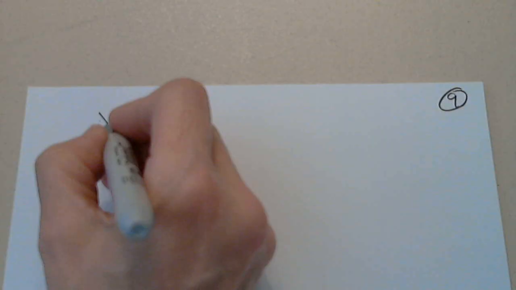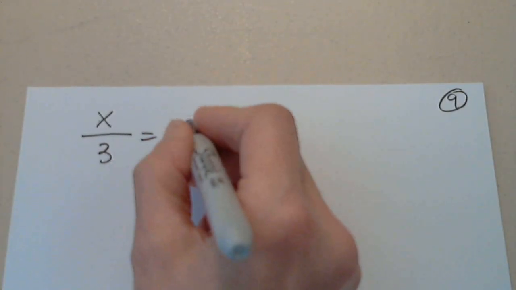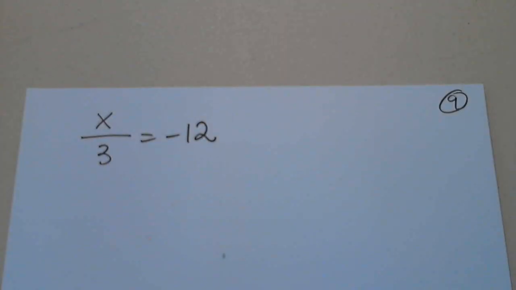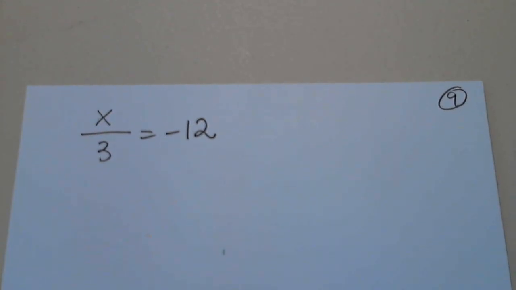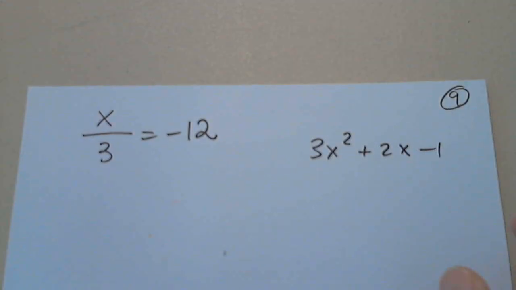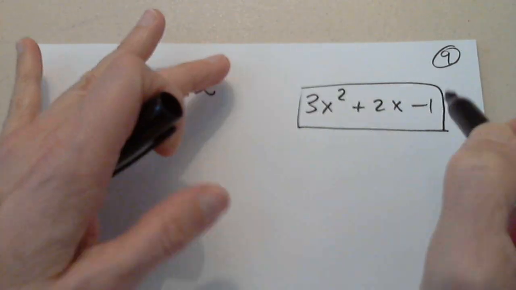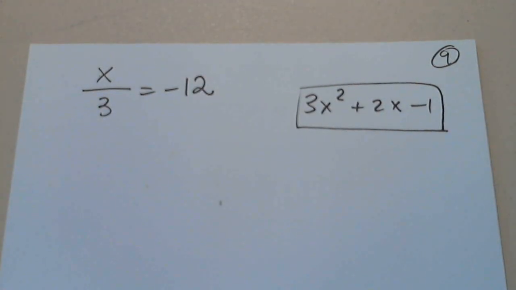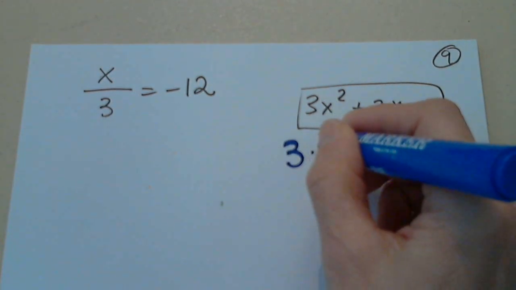Let's build on this with other examples. Let's suppose I'm asked to solve the equation x over 3 equals negative 12. I want to draw your attention to something extremely important. Remember when we talked about some expression, I don't know, 3x squared plus 2x minus 1, and I said, when you look at this, please make sure you see, in your mind's eye, you see this.